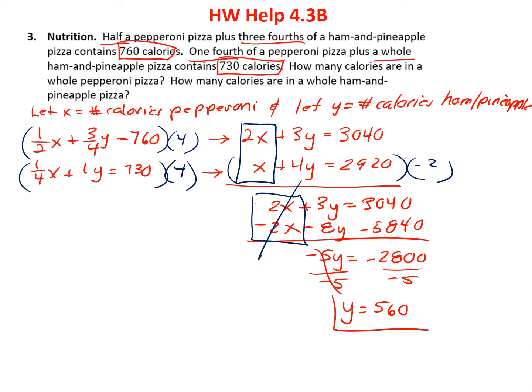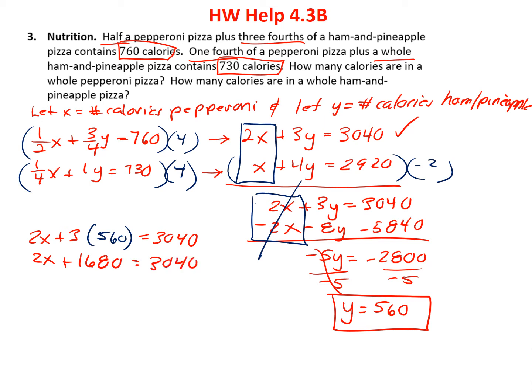Now we need to take this and put it back into one of these equations. All right? So we could either put it into the fraction equation, or if it's easier for you, we could put it in the one we multiplied by 4. So let's do that. So I have 2x plus 3 times y, and we now know y is 560, equals 3040. So we have 2x plus 1680 equals 3040.